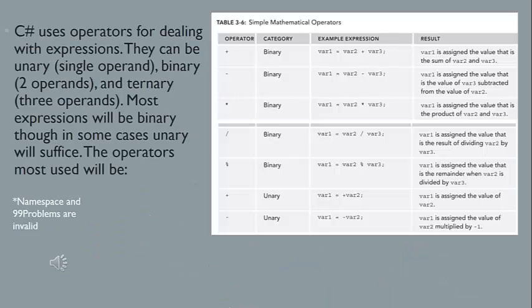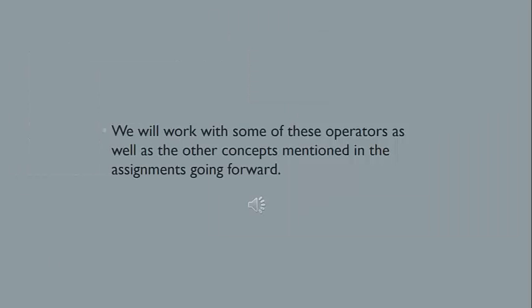C# uses operators for dealing with expressions. They can be unary, with a single operand, binary, 2 operands, and ternary, 3 operands. Most expressions will be binary, though in some cases unary will suffice. The operators most used will be the following. We will work with some of these operators as well as the other concepts mentioned in the assignments going forward.